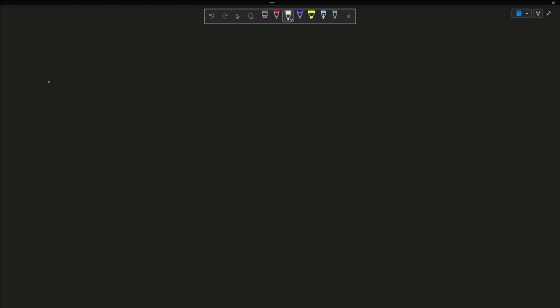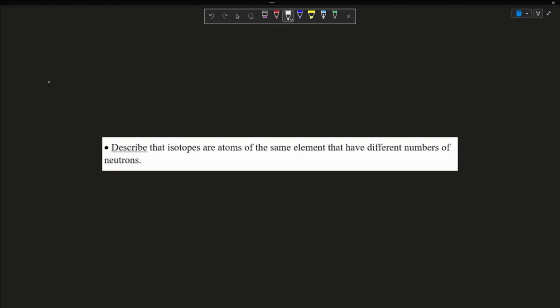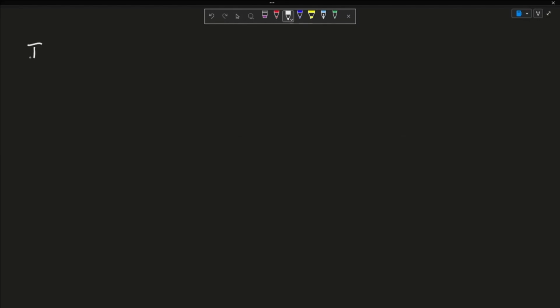So the second point that we will be covering is to describe that isotopes are atoms of the same element that have different numbers of neutrons. So the point itself gives us the definition of an isotope.